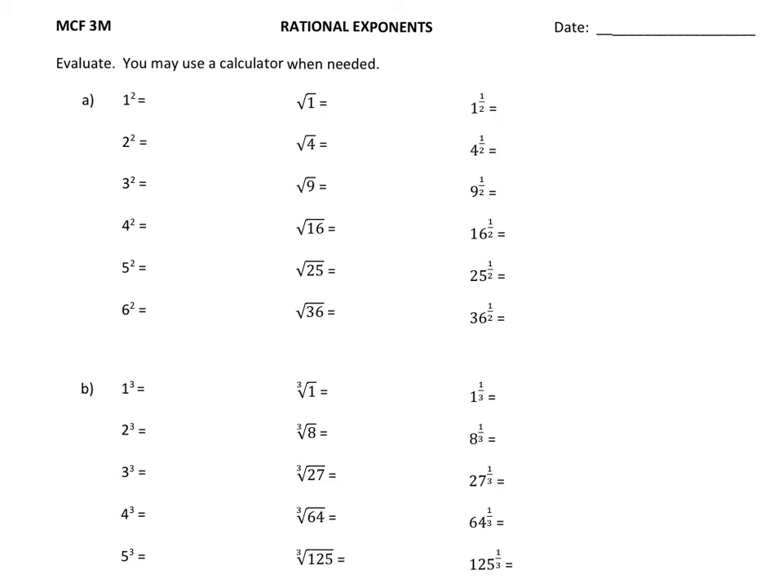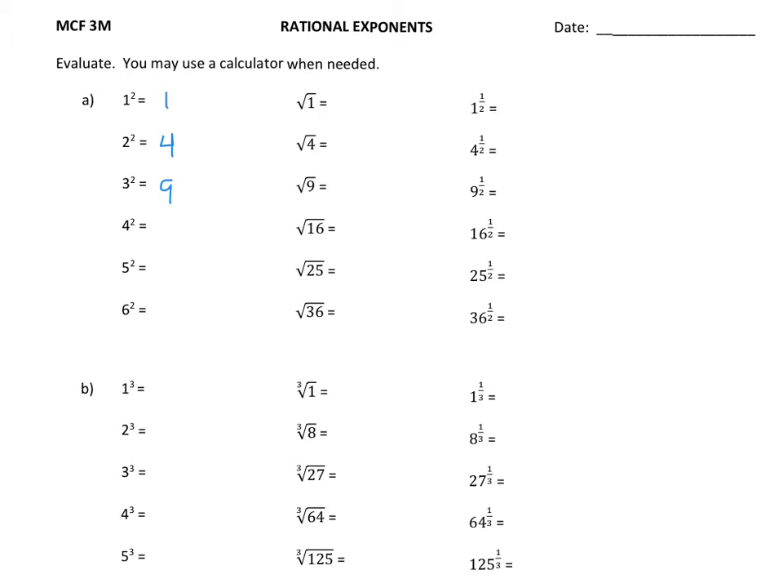The first part of our note here today on rational exponents just involves you actually doing some calculations and seeing what patterns you might notice. So I'll start you off here. The first column of part A, you're just evaluating the base with an exponent of 2. So 1 squared is just a 1, 2 squared is 4, 3 squared is 9, and so on.